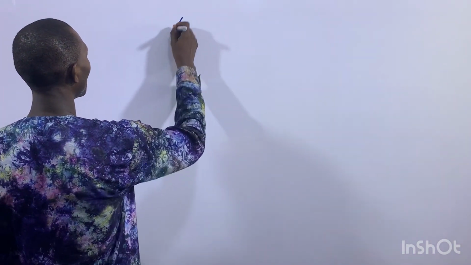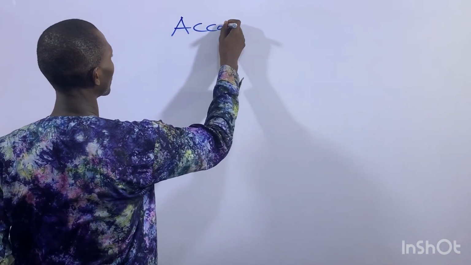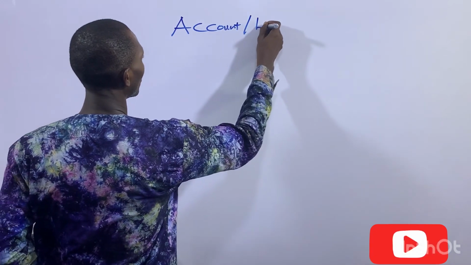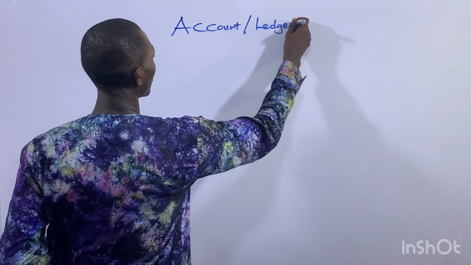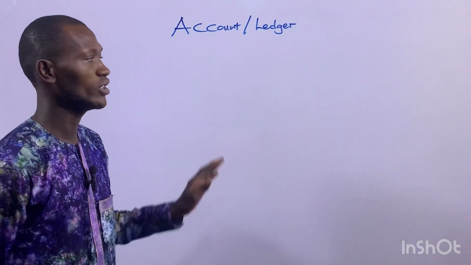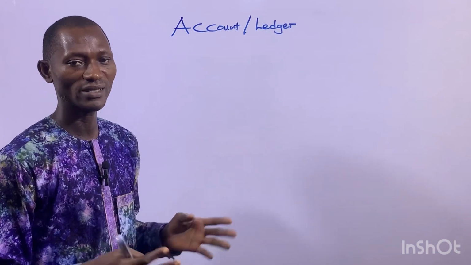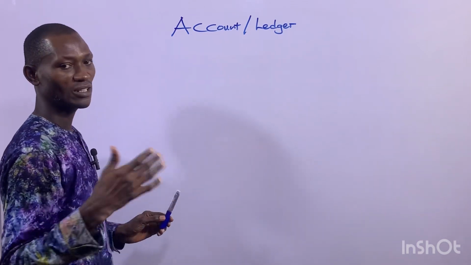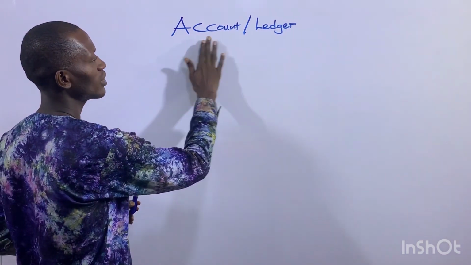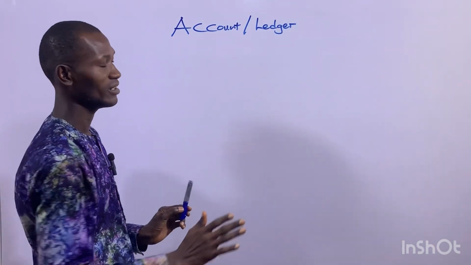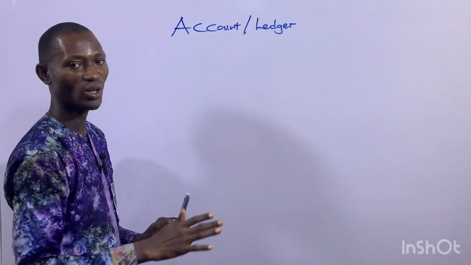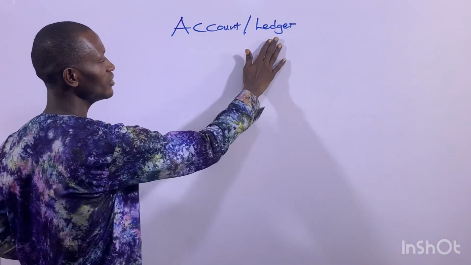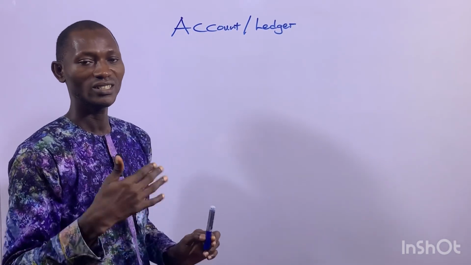Today we'll be looking at account and ledger. So let's begin. So accounts. These two words can be used side by side, but there is a small difference between them. The difference is just that accounts are recorded in a ledger, and a ledger is used to record an account. In a ledger, you will find different accounts of the business organizations.